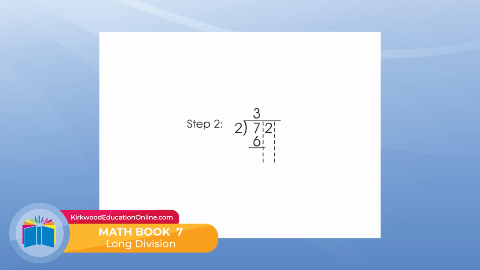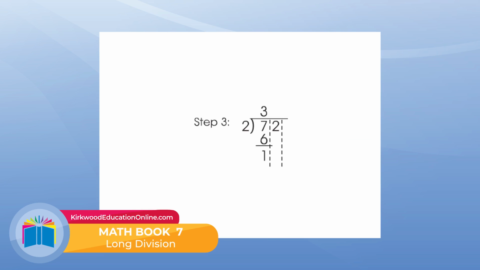Step 2, divide 2 into the first number of the dividend. The first number of the dividend is 7. How many times does 2 go into 7? The answer is 3. 3 is written above the 7 and 6 below the 7.